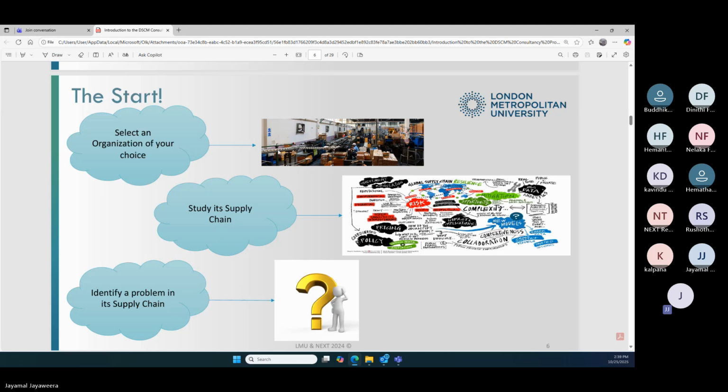Once you identify the supply chain and identify the problem, this is where you fill in your proposal. Just say, this is the type of organization that you have selected, this is the type of supply chain problem that you want to work with, and to find resolutions to the supply chain problem and so forth, right?